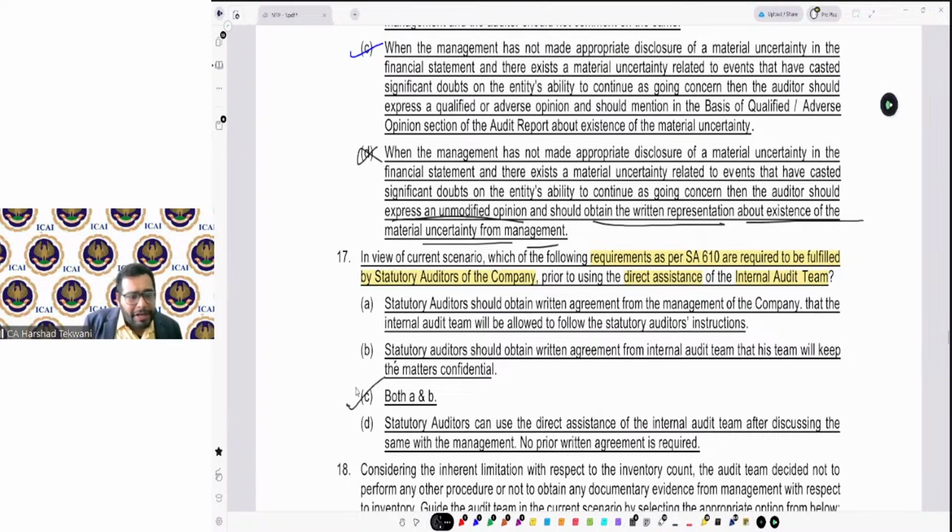Now, no prior written agreement is required, which is wrong. Reason: I need to have a prior agreement as per the standard itself. So that is wrong.